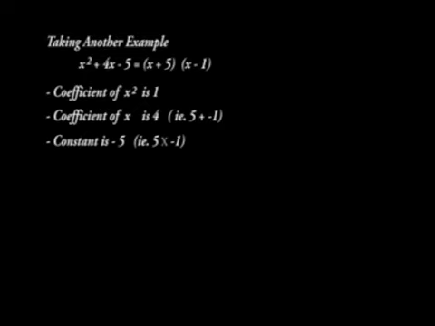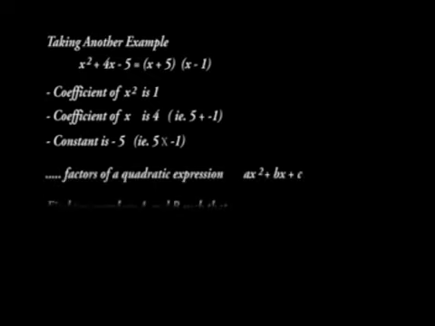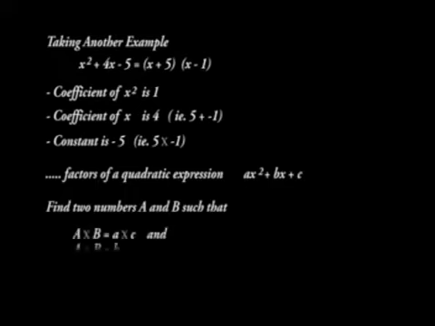Generally, to find the factors of a quadratic expression, ax squared plus bx plus c, follow the following steps. Step 1. Find two numbers p and q such that p times q is equal to a times c and p plus q is equal to b. P and q are the coefficients of x.